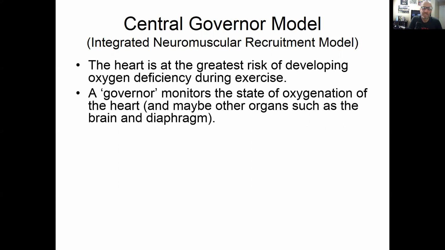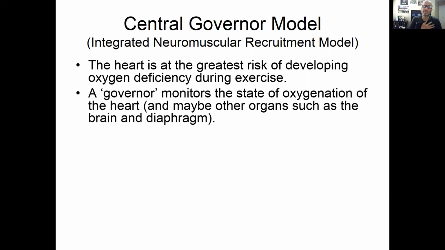Therefore, what he hypothesizes is that a governor, in quotes, monitors the state of oxygenation of the heart, and maybe other organs such as the brain and maybe even the diaphragm, which is related to breathing. But a governor is something that limits something. School buses would often have a governor on the gas pedal, meaning that the school bus could only go so fast. And so once a certain speed was reached, the governor would kick in and say, okay, no matter how much you press on this gas pedal, we're only going to allow the bus to travel so fast.